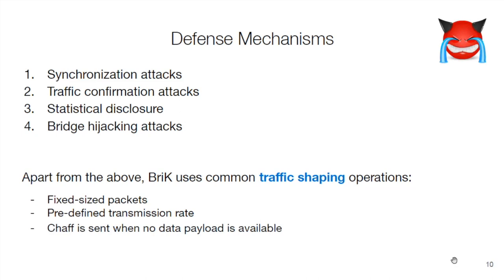Apart from all of this, we use common traffic shaping operations. Basically, we send fixed-size packets, which we call frames. We send them at a predefined rate. And whenever no data is available, which was the case for Charlie a couple of slides ago, we just send chaff data, so dummy data.